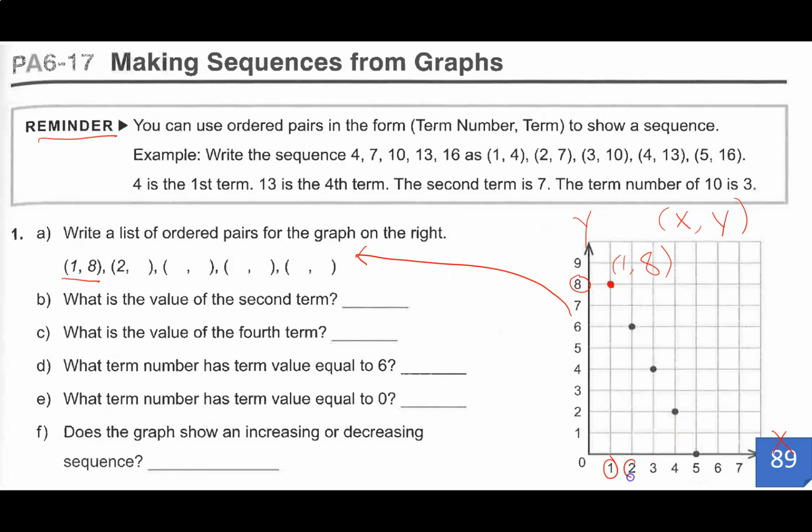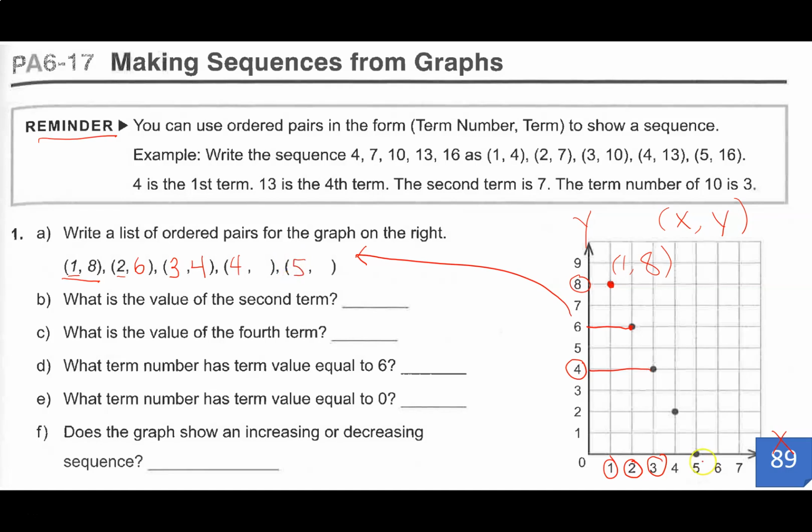All right, let's see our second number when x is equal to 2. You can see that the y value is 6. We'll fill that in our ordered pair. All right, now our third number, or x equals 3, has a y value of 4. So our ordered pair is 3, 4. Now remember, we know that the first number, the x value, always increases by 1. The first number, second number, third number, fourth, and fifth.